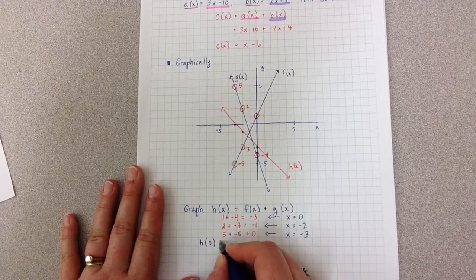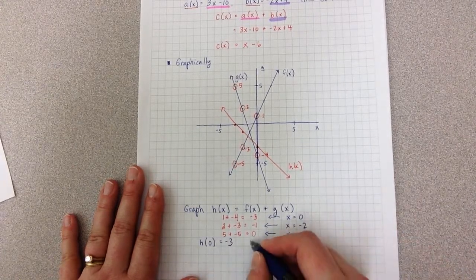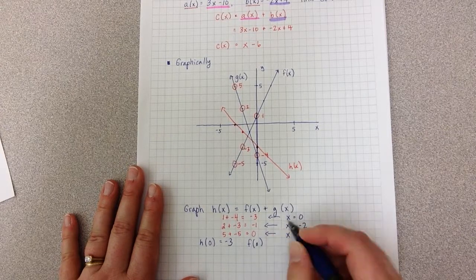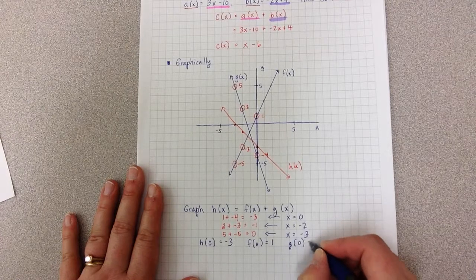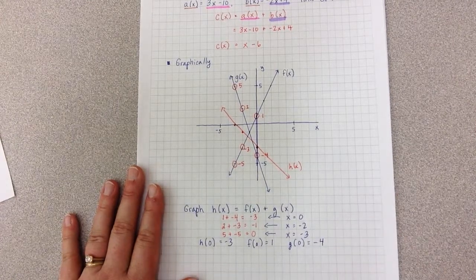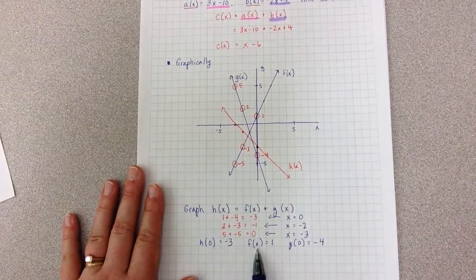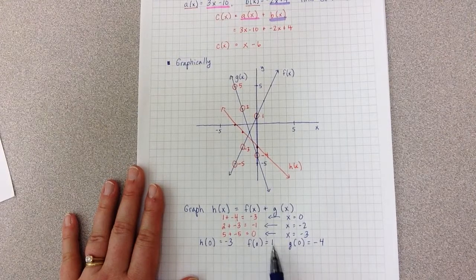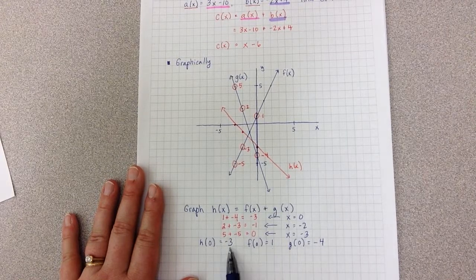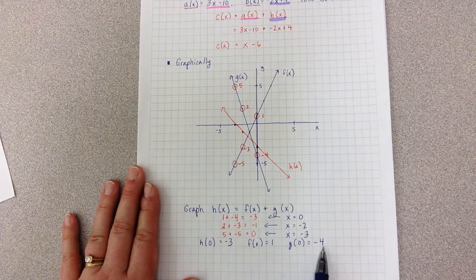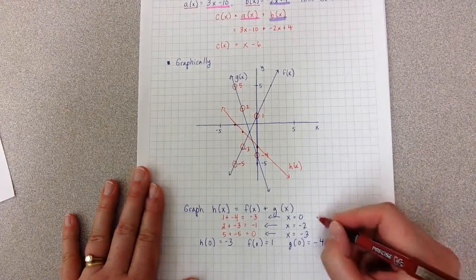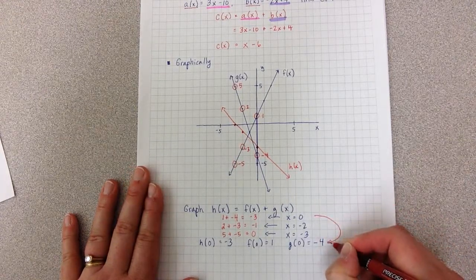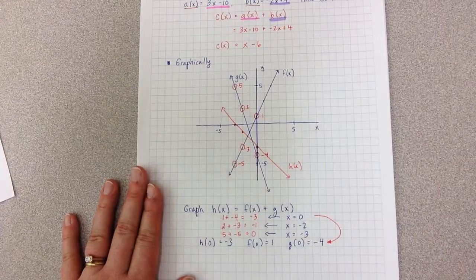So I could have written these, as for h of x, I could have said, well, h of 0 is negative 3. I could have said f of 0 equaled 1, and g of 0 equaled negative 4, so that the x that I'm plugging into each of these gives me a y, and that the resulting h of 0 is my f of 0 and g of 0 added together. So this is this line written out with some more detail.